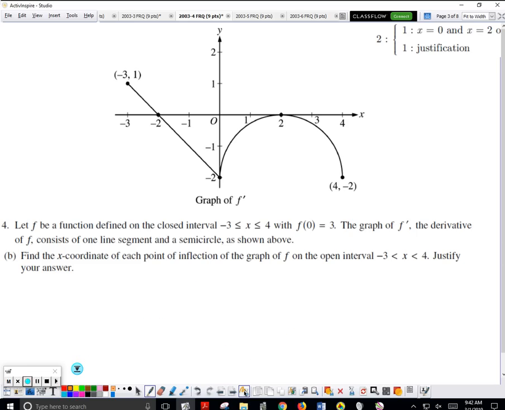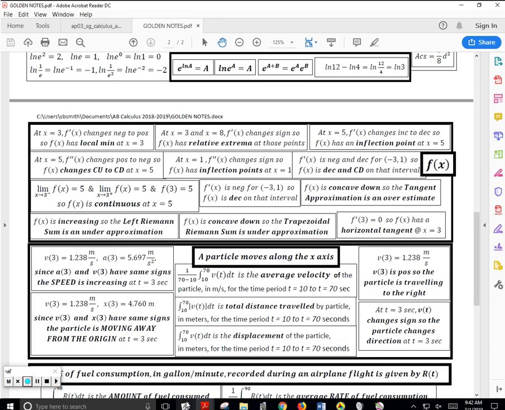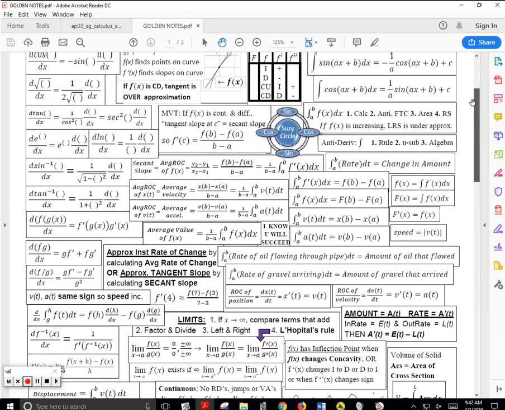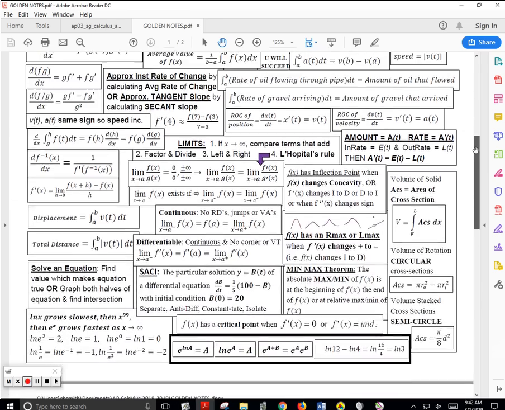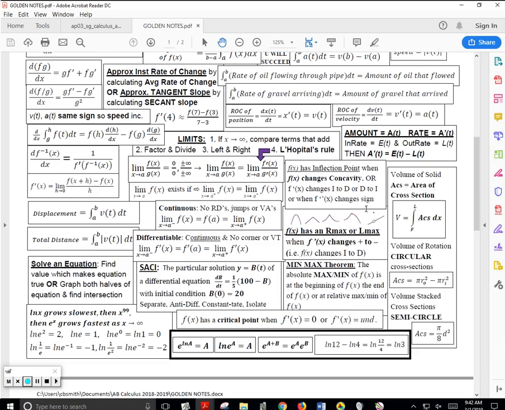So part B says, find the x-coordinate of each point of inflection on the graph. Justify your answer. So I remember this from the golden notes, front page. F has an inflection point when F changes concavity, or F prime changes increase to decrease, or vice versa, or when F double prime changes sign. So in this particular problem, I'm looking at F prime, trying to figure out when F changes concavity.